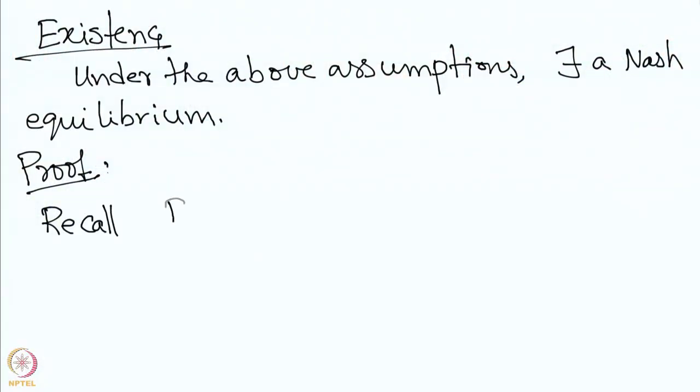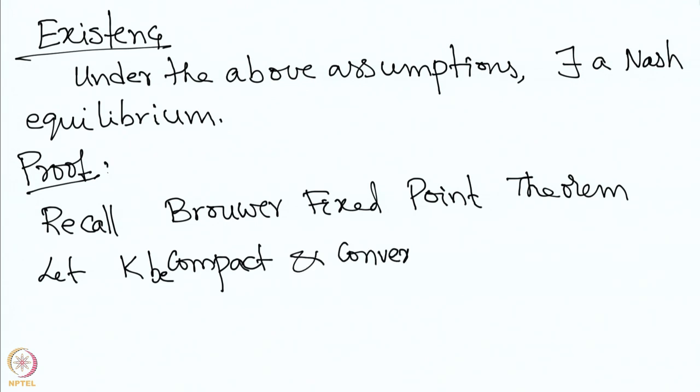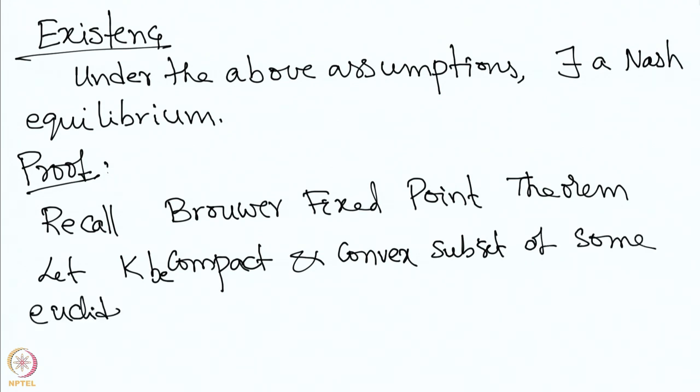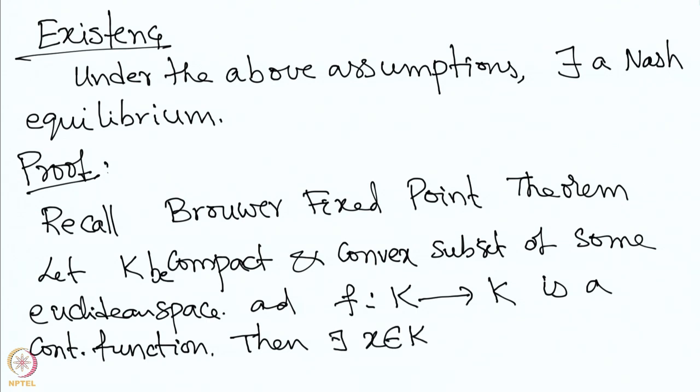So, let me recall the Brouwer fixed point theorem. Let K be a compact and convex subset of some Euclidean space, and f from K to K is a continuous function. Then there exists x in K such that f(x) is exactly x.